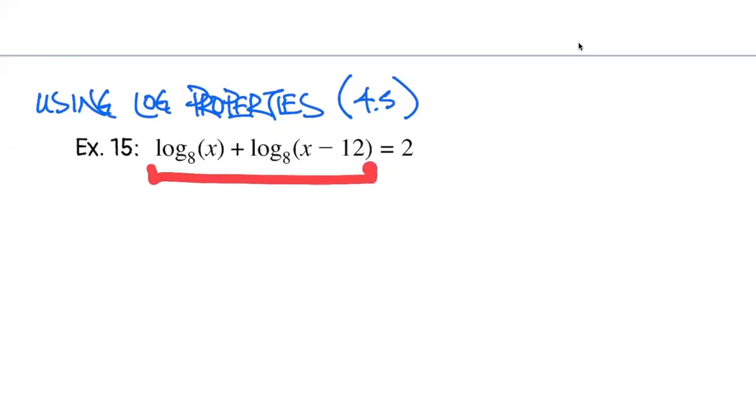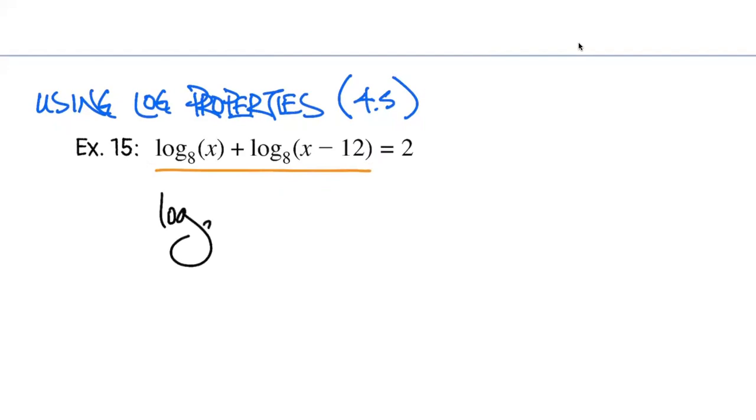Okay. So I look at this equation and I say, oh my gosh, I have two logs. Seems like a really good time to use the condensing to turn it into a single log. And so if I were to write this as a single log, I would get log base 8 of x times x minus 12. That is going to equal 2.